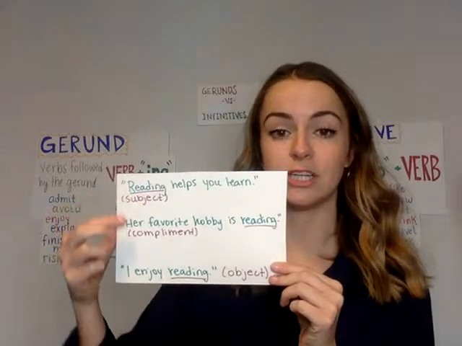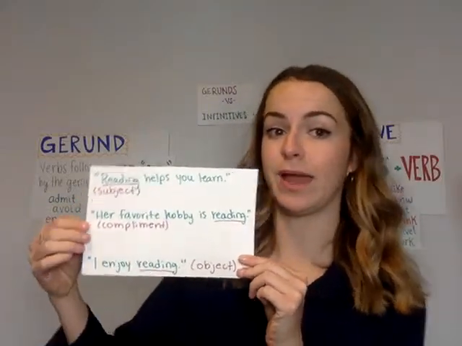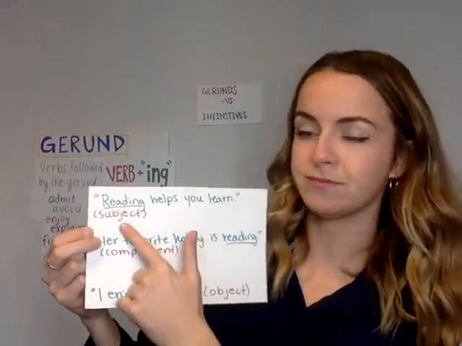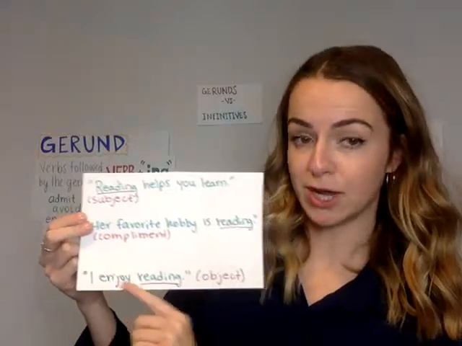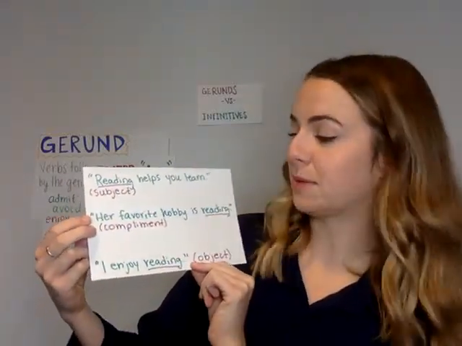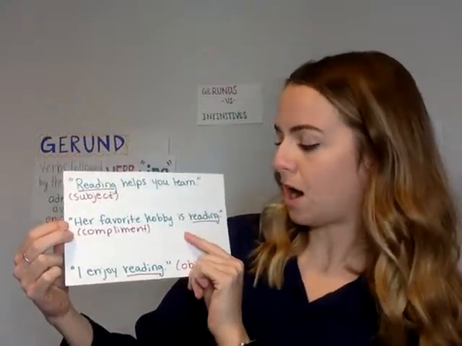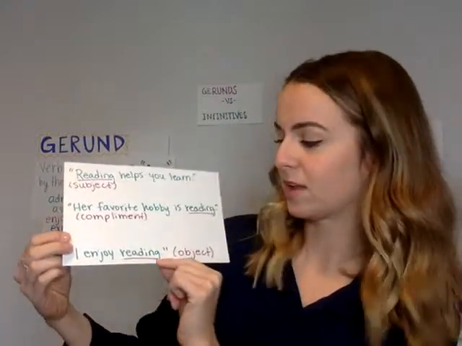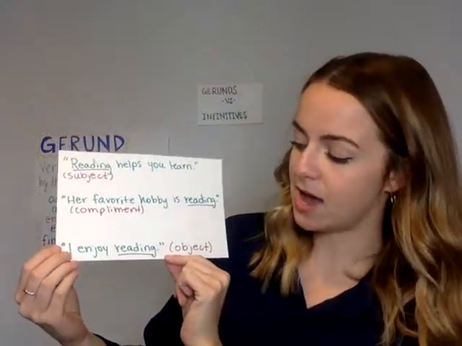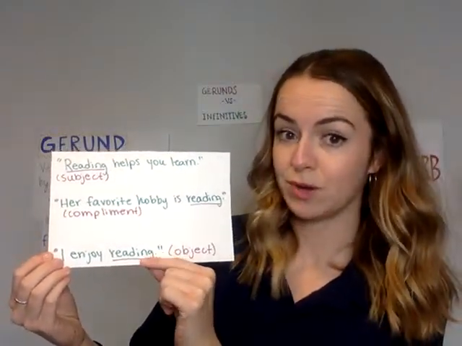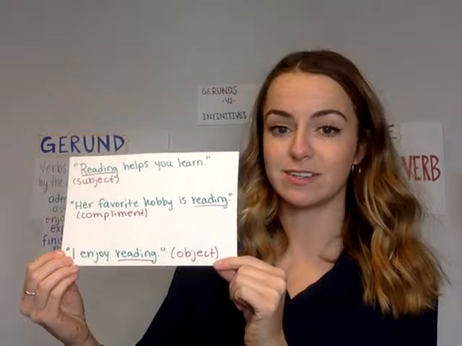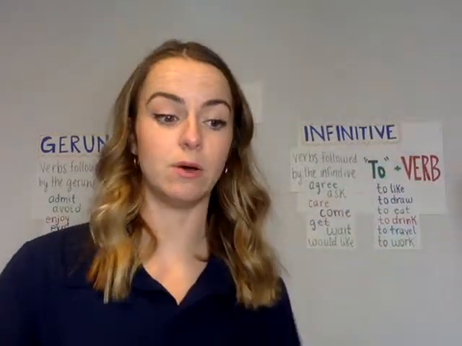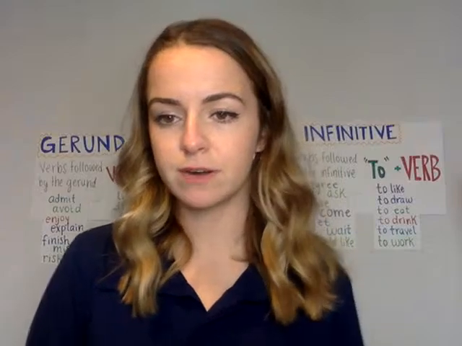Here are some examples of how to use the gerund as different subjects, complements, or objects. So this is the same gerund, but it's used in different ways. The first one says, reading helps you learn. The gerund here is the subject. The next example says, her favorite hobby is reading. Reading here is the complement. The last one says, I enjoy reading. Reading here is used as the object. Okay, so remember that it kind of becomes a noun instead of a verb.